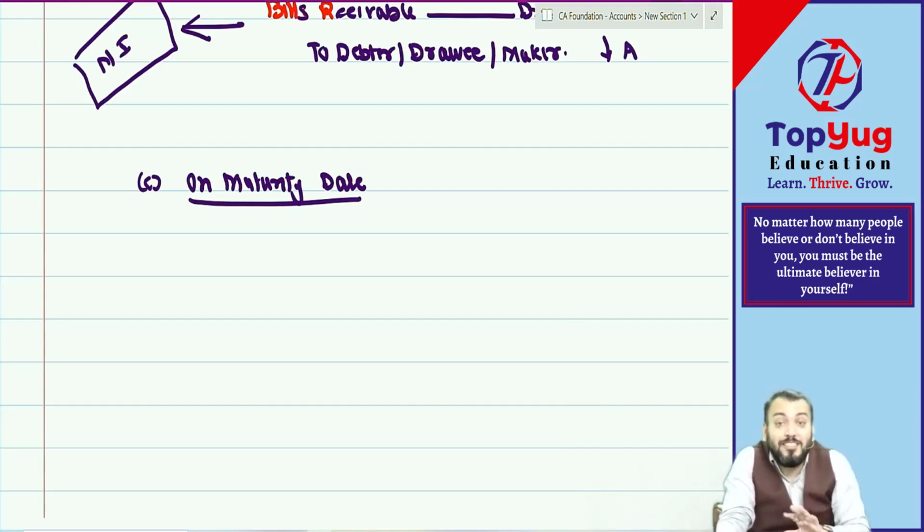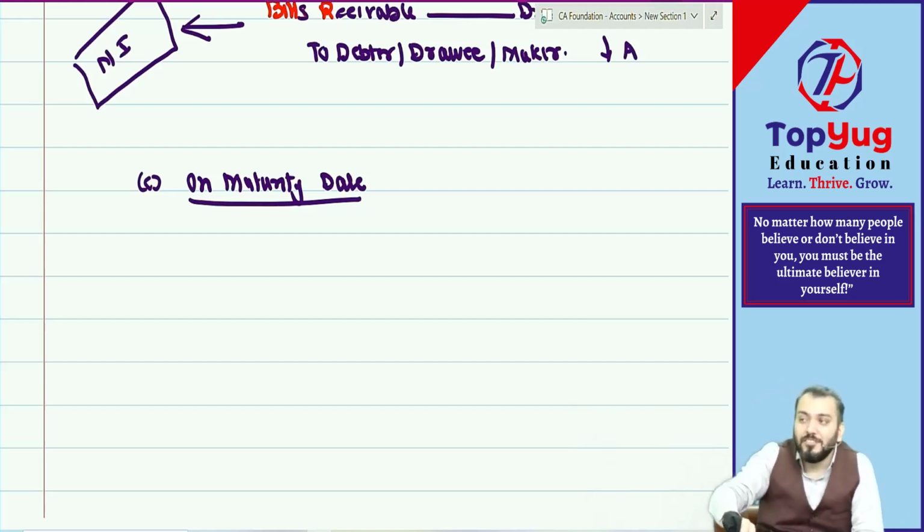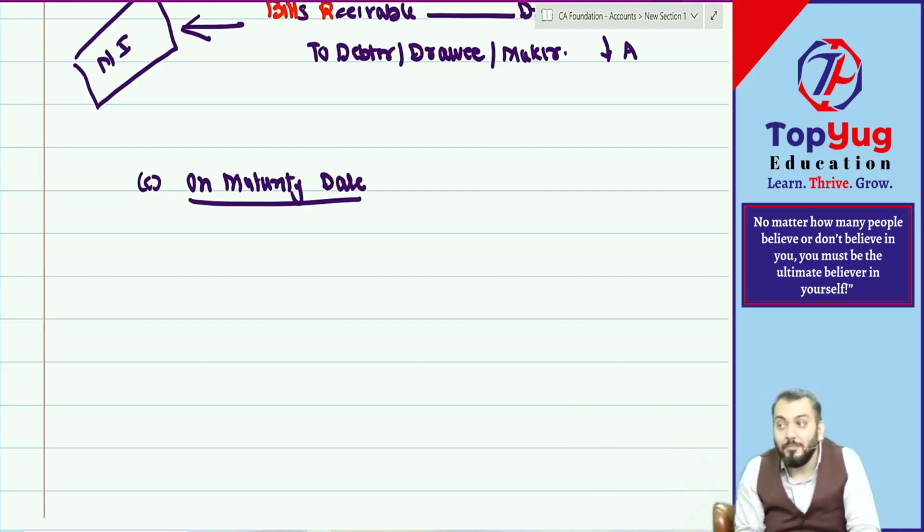And when we say dishonor, it means not respecting. Not respecting, not honoring, so we say dishonor of bill. Honor of bill means amount collected. Dishonor means not respecting. But he is not saying I will not pay; he will pay some other day. So at that point of time, what journal entry should we pass, we need to understand.